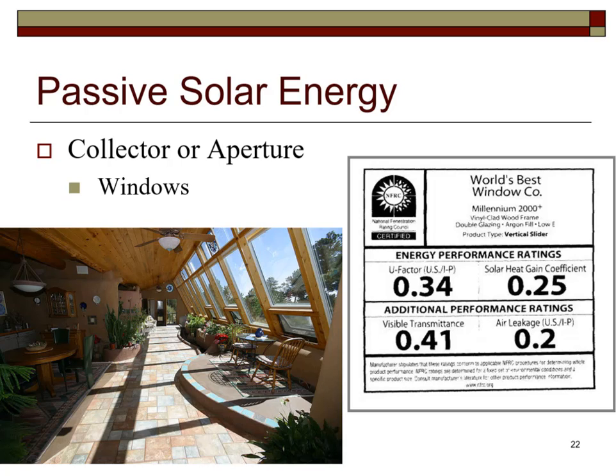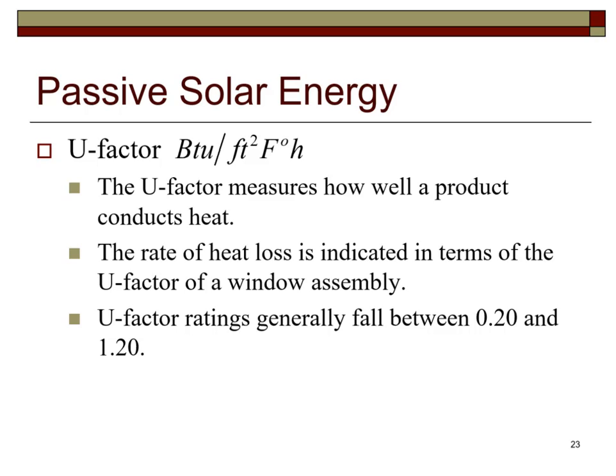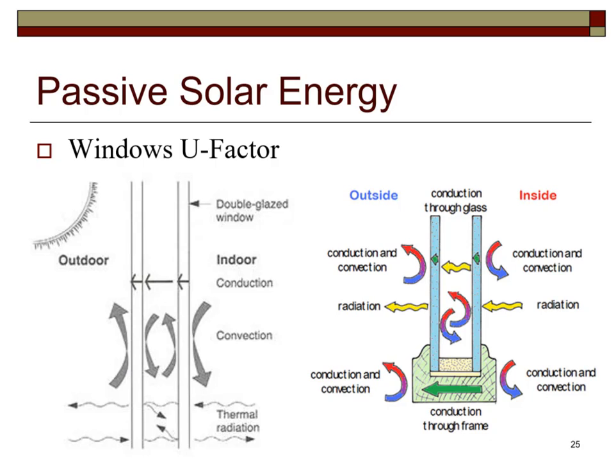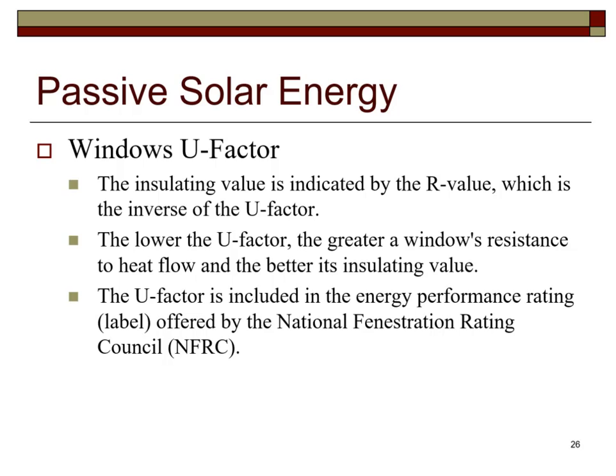Windows have performance ratings. The U factor tells how good the window is at insulating out the outdoor temperatures. The lower the number, the better the window insulates. The insulating value is indicated by the R value, which is the inverse of the U factor. The U factor is included in the energy performance rating label offered by the National Fenestration Rating Council.